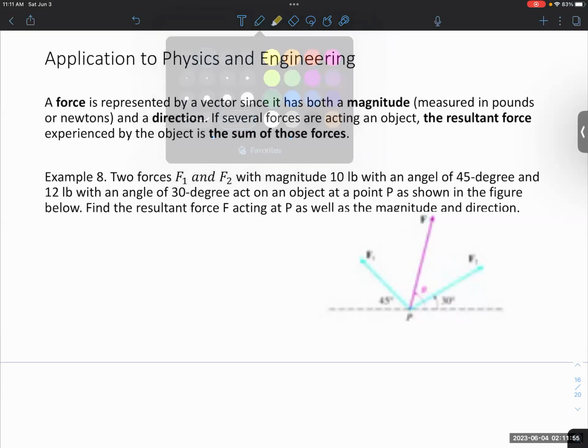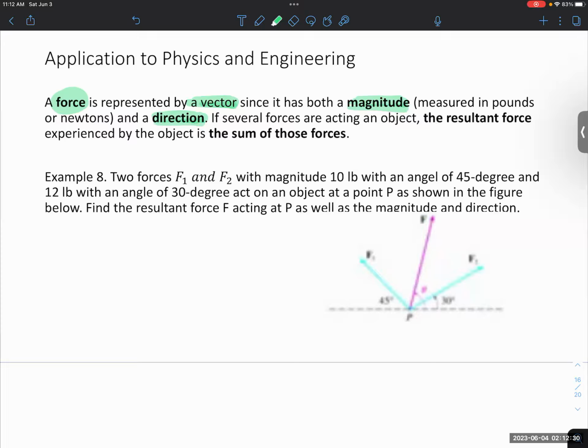So here, let me change the color. Let me just write down the concept. Actually, I wrote it for you. In physics, you see the force concept. Force is represented by a vector, okay, since it has both magnitude and direction. When you think of the concept of force, you're pushing or pulling, and then in what direction, moving up or moving down, where you're pushing or where you're pulling. So this is the same concept as a vector because it has both magnitude and direction.